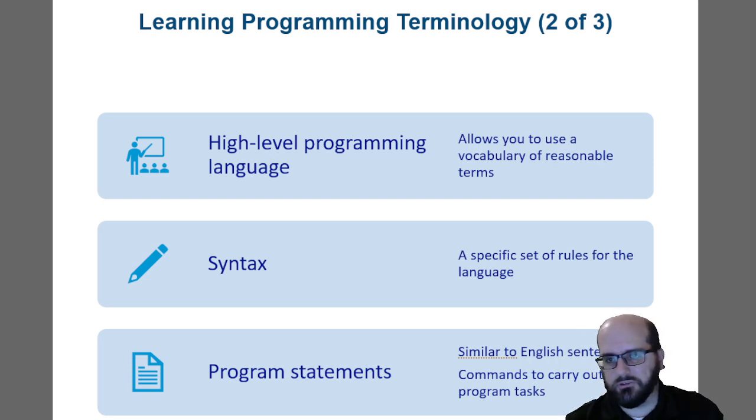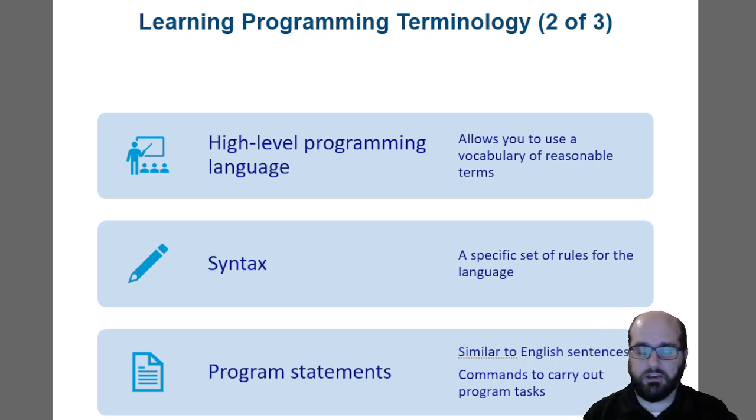High level programming languages are written in such a way that the programmer can use a vocabulary of reasonable terms. Instead of typing a bunch of binary digits, you can just say print, or system.out.print, or console.writeLine, depending on what language you're using. In the world of Java, it'd be system.out.print or system.out.println. But the fact you can use that print command is what makes it a high-level language.